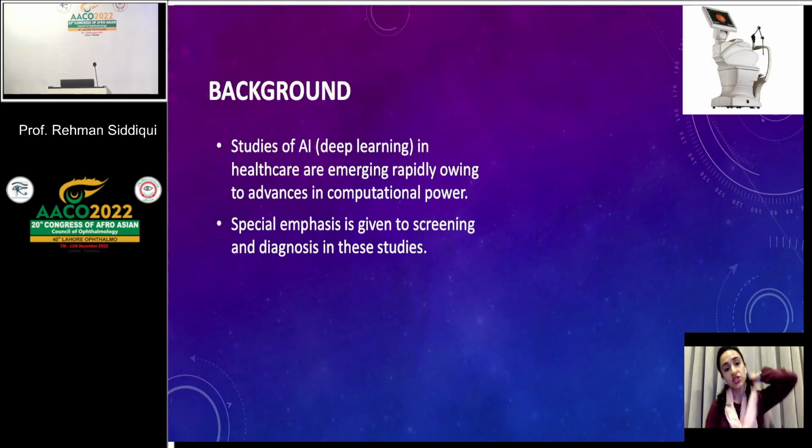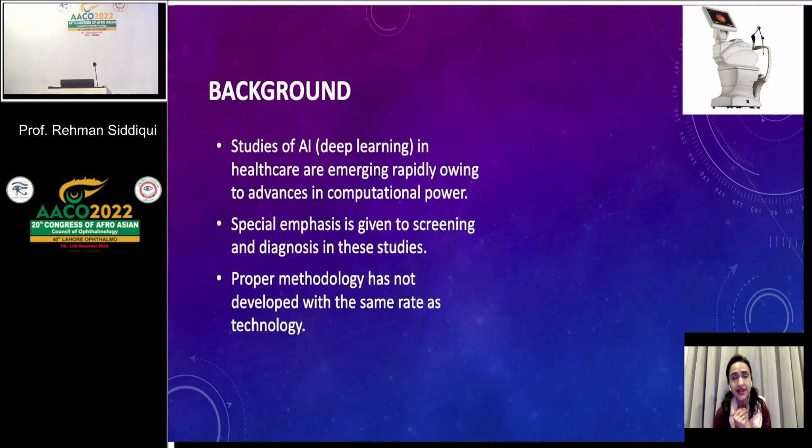Now, as I mentioned, special emphasis is given to screening in this, and this is in no way just pertaining to ophthalmology or DR screening. This is being carried out in various fields such as oncology and breast cancer, for example, and in many other fields of medicine.